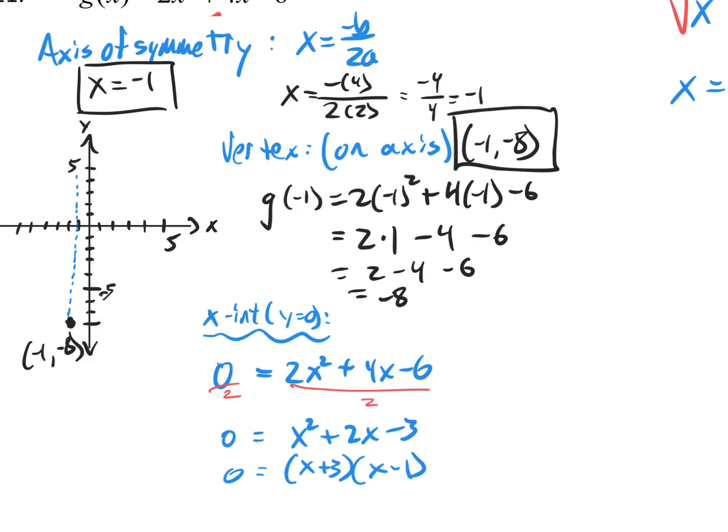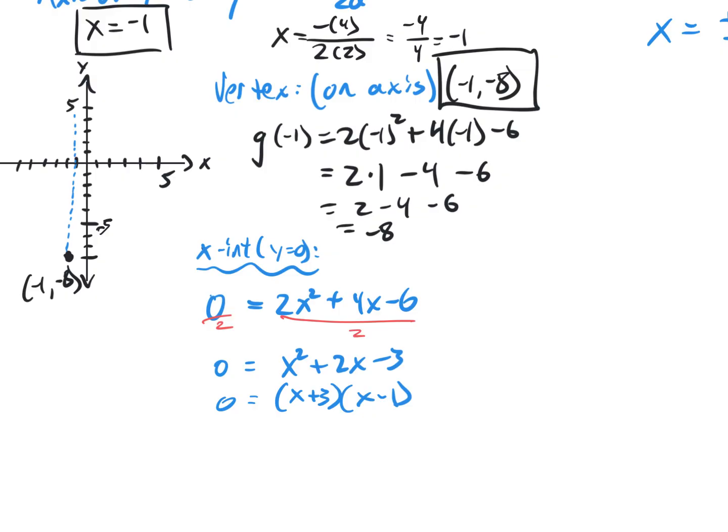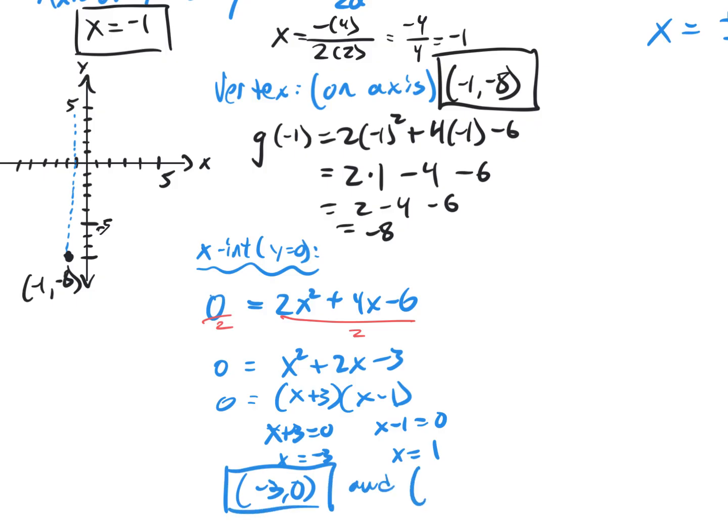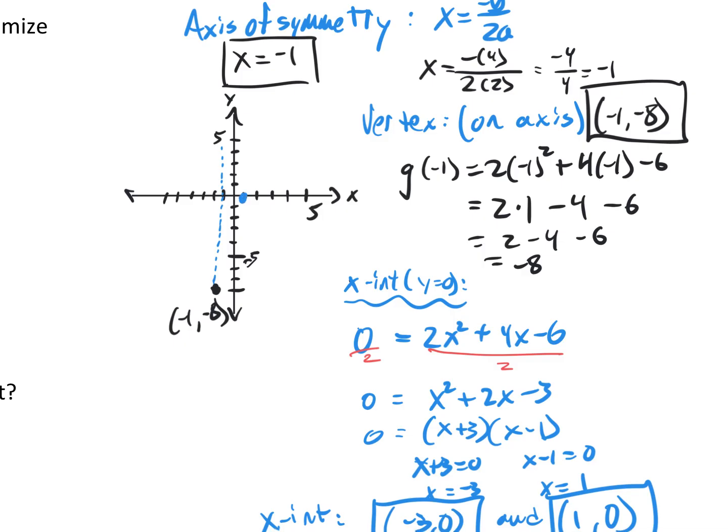Okay, so now we're going to solve this equation, just like we did up above. So we want x plus 3 to be 0 and x minus 1 to be 0. That gives us -3 and 1. So these are the points -3 comma 0 and 1 comma 0. So there's our x-intercepts. We can mark those at 1, 0 and -1, 2, 3, -3, 0.